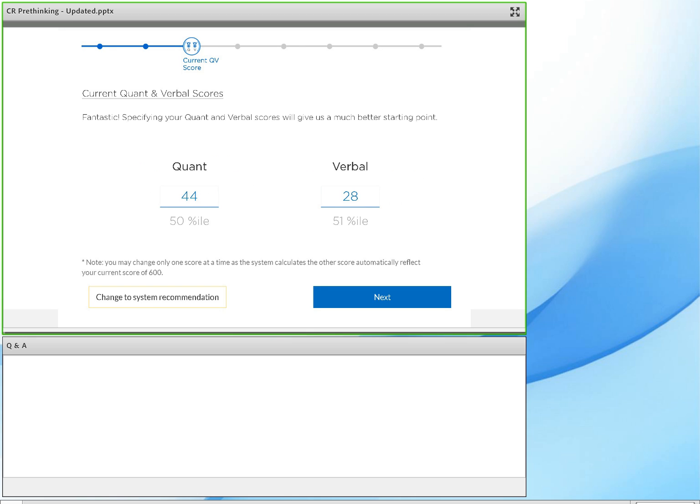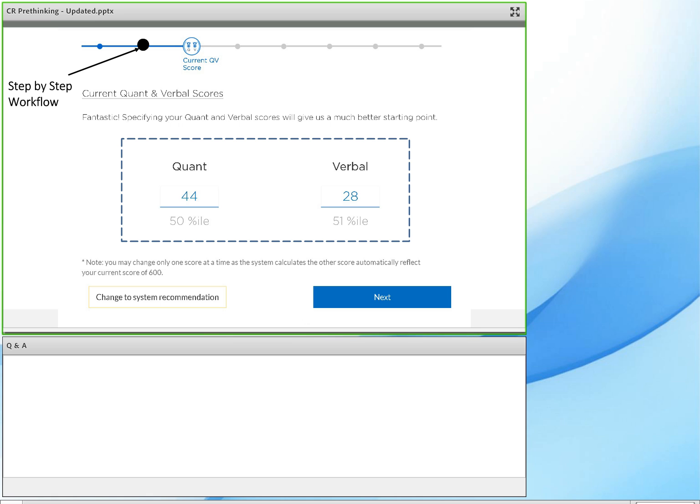The first thing you do is tell the utility where you currently are, and what your current quant and verbal scores are. What you see over here is that the student is at 50 percentile in both quant and verbal. But because this utility understands what these percentiles mean, it understands that a Q44 means a much higher relative ability in quant than a V28 does. A Q44 about 8 years ago was 70 odd percentile.